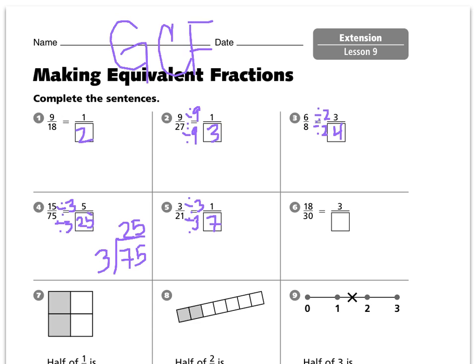18/30 equals 3 what? 18 divided by what equals 3? 18 divided by 6 equals 3. Do the same to the denominator and you get 5.